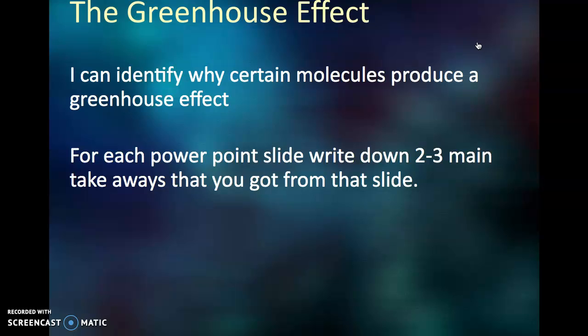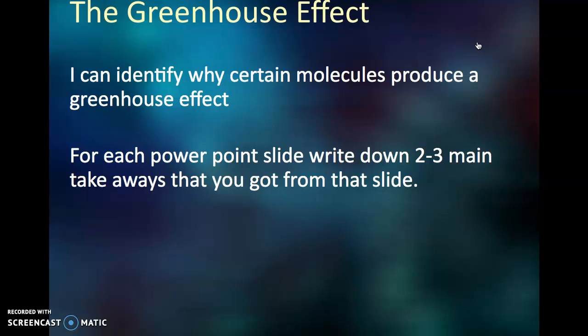All right. Our target today is to be able to identify why certain molecules, particularly greenhouse gases, produce a greenhouse effect. You guys may have heard of greenhouse gases, things like carbon dioxide or methane, but there are actually a lot of different greenhouse gases: chlorofluorocarbons, SOx and NOx. Water vapor is actually a greenhouse gas. And these greenhouse gases are causing the atmosphere to warm up, and that's creating a lot of different problems. So we're going to talk about why that happens.